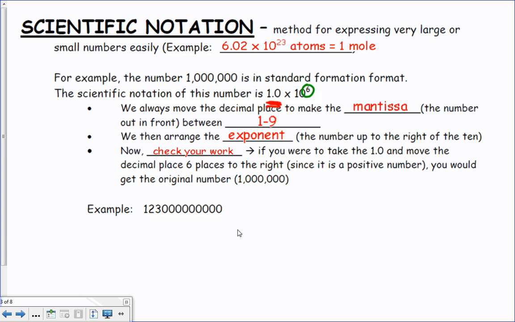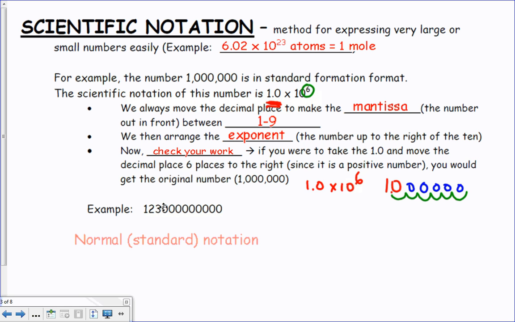Check our work. If we were to take the 1.0 and move the decimal place 6 places to the right, because it's a positive number, you would get the original number, 1 million. Let's try it out. I have 1.0 times 10 to the 6, because it's a positive 6. Take my 1.0. I'm going to move it 6 places. Ready? 1, 2, 3, 4, 5, 6. I'm going to fill these bad boys in with zeros. Same number I had.